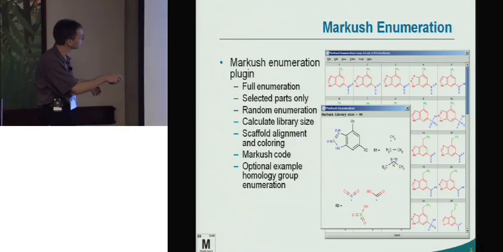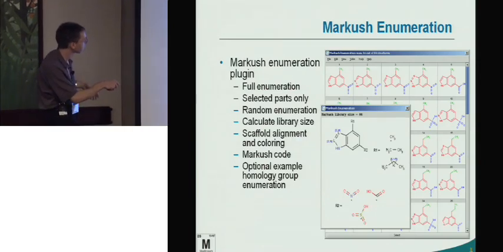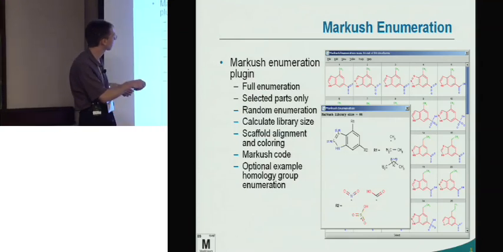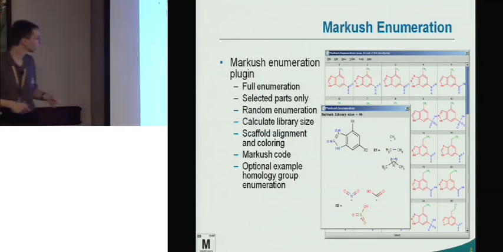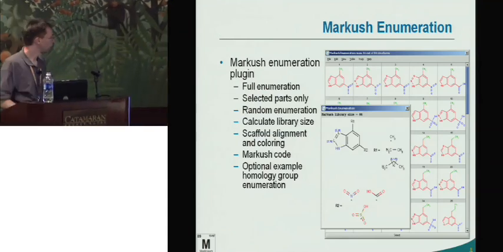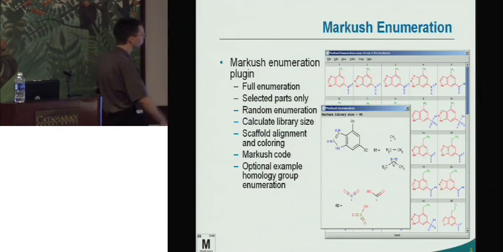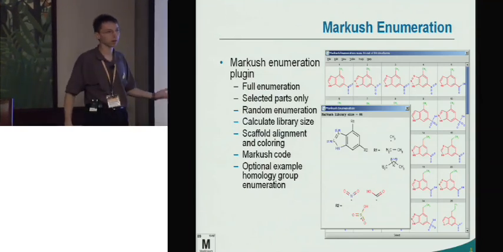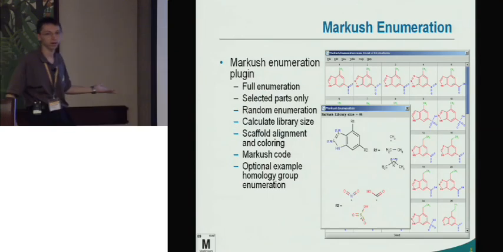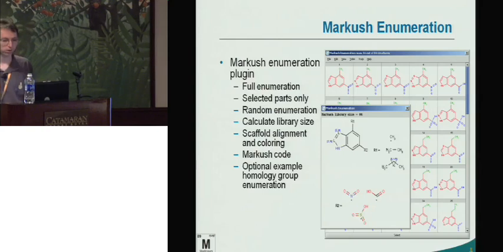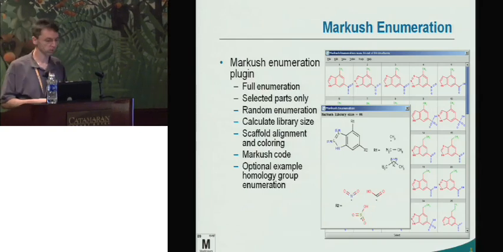And so here on this picture, the red areas come from the scaffold, and the different colors come from different R groups. And the orientation is the same as well. Regarding the homology groups, we can optionally enumerate them, and for this enumeration we provide a library of example definitions which can be customized by the user.